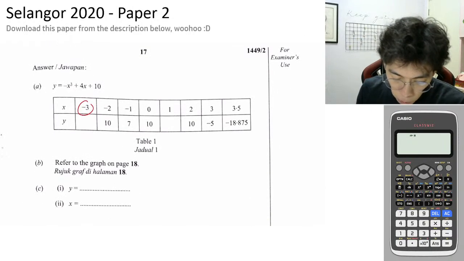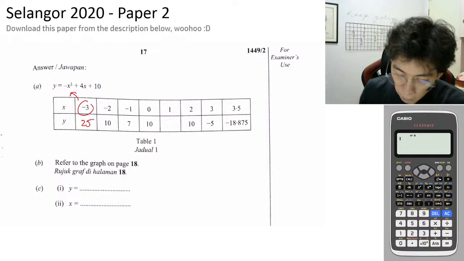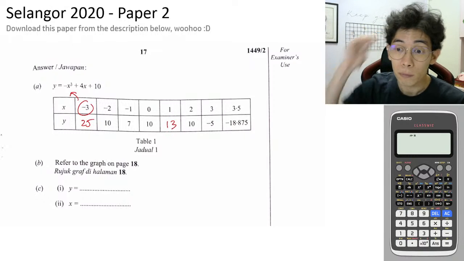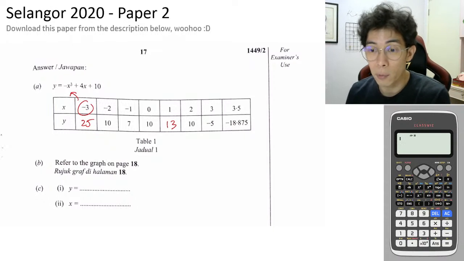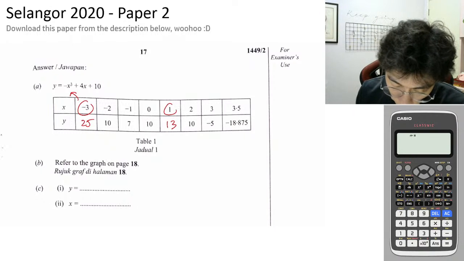So you just take this line, substitute inside, and get the value for Y. What's the value for Y? I tell you straight away, the answer is 25. And this number 1 here, the answer is 30. So we have the answers there already. So this one is done already.